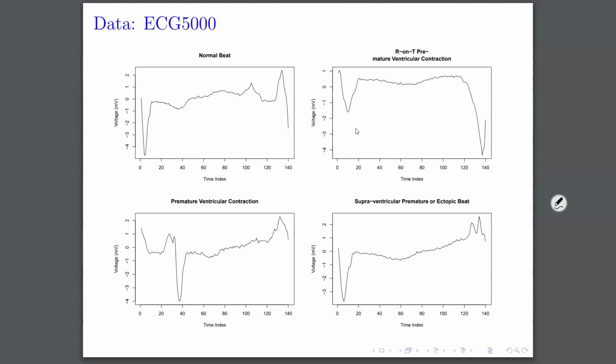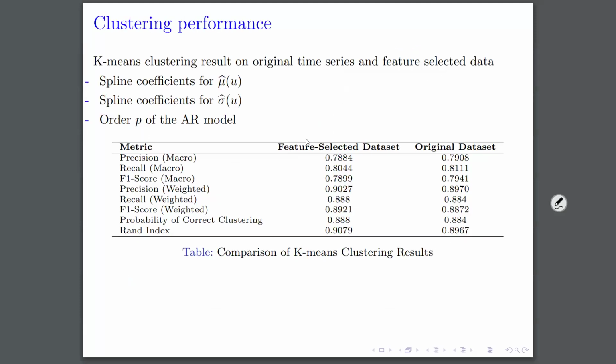Once we have the spline coefficients, we store them as well as the estimation of sigma t, along with some other features like the order p of the autoregressive coefficients. And we do some simple clustering to see whether the reduced-dimensional feature matrix can preserve most of the information of the original data. And we do this comparison.